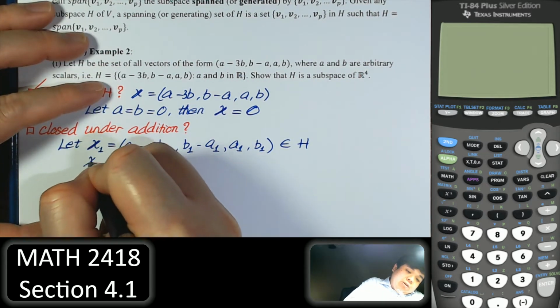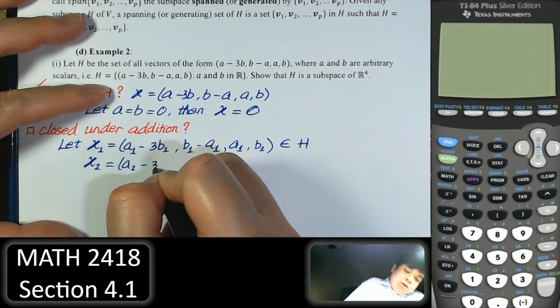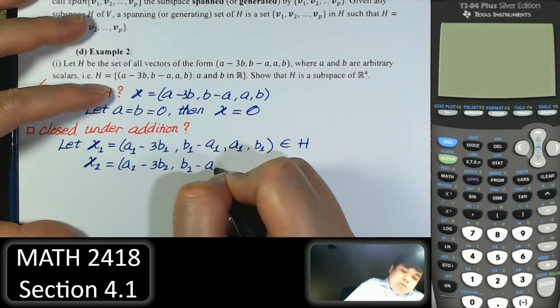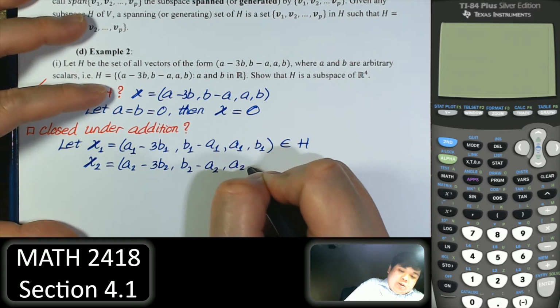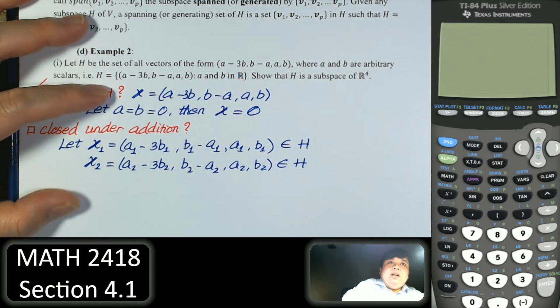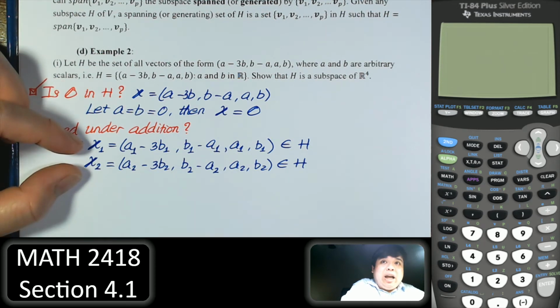Let x2 be (a2 minus 3b2, b2 minus a2, a2, b2). Let this be an element in H. Now, how about x1 plus x2?